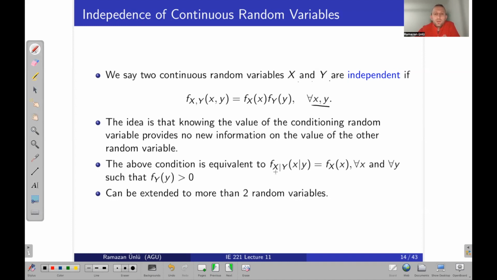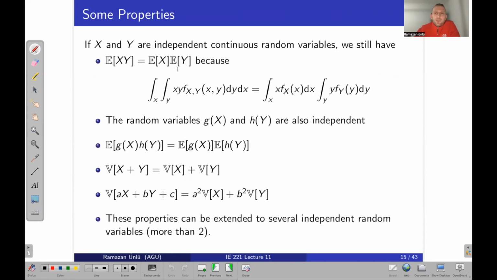And that is equivalent to the conditional PDF of X being equal to the unconditional PDF of X, because that conditioning event will not give any extra information about X, okay? And these can also be extended to more than two random variables. So even if you have 5, 10, 11, no matter how many, you can extend these properties to more than two random variables.